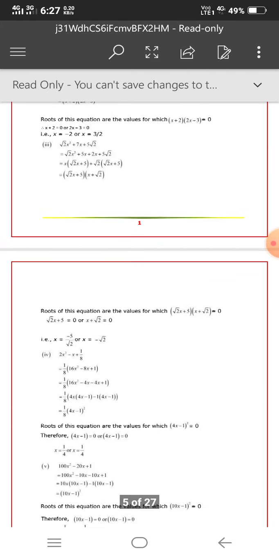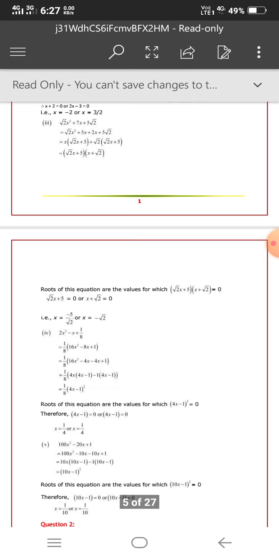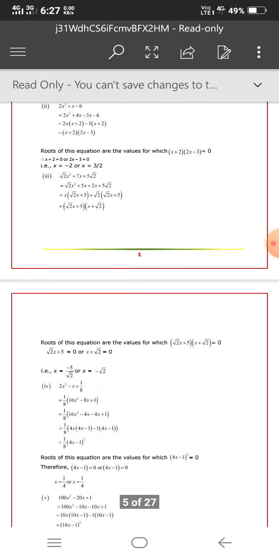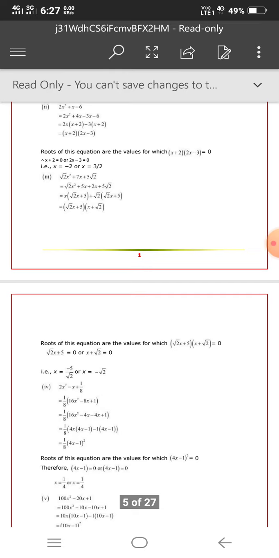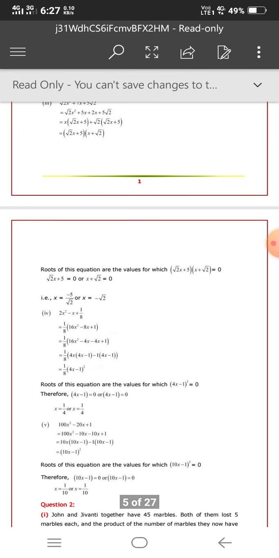The next part is given root 2 x square plus 7x plus 5 root 2 equal to 0. So you have to factorize. After factorization you get root 2x plus 5 and x plus root 2. So this equation will be root 2x plus 5 into x plus root 2 equal to 0. अब दोनों प्रोडक्ट को अलग अलग जीरो कर दीजिए, आपकी वैल्यू x की आ जाएगी.